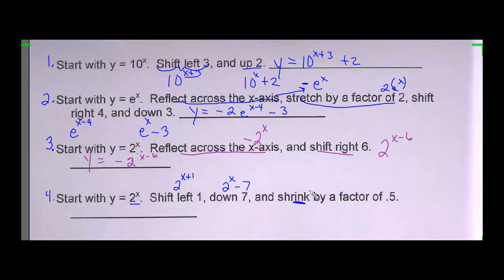Since we're stretching and shrinking, that would mean we would be multiplying to the base. So let's put this together. Y equals 0.5 times 2 to the x plus 1, minus 7.